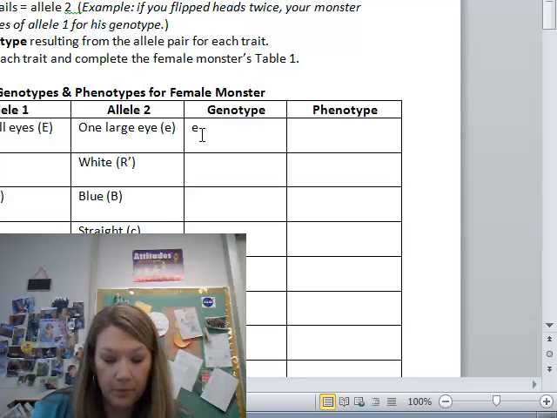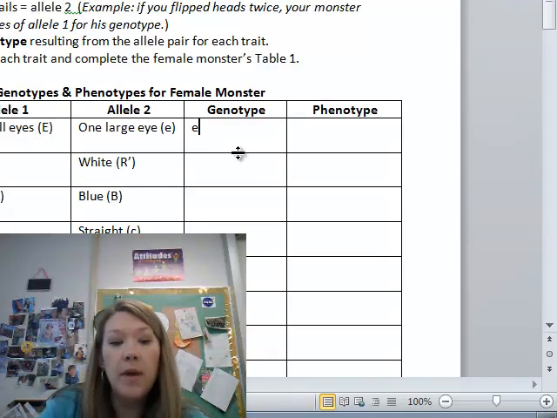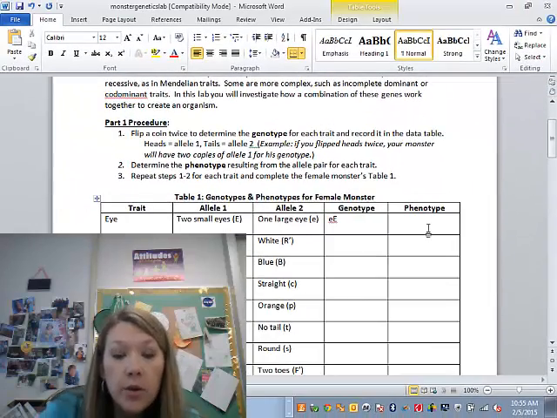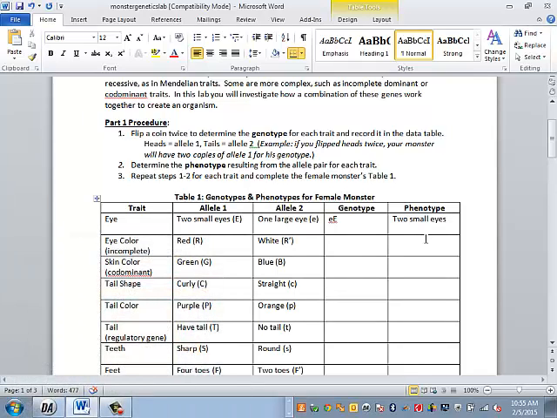Okay. And this time I got heads, so I'm going to be big E, little e. And if I'm big E, then that means that the E is dominant, and so I'm going to have 2 small i's here. And you're going to do that for the rest of them.